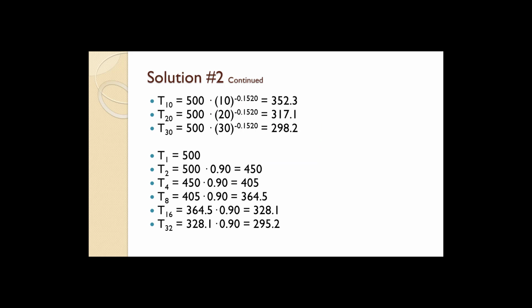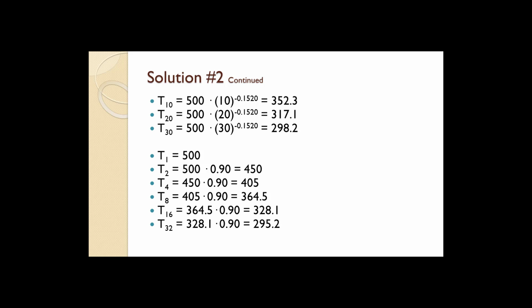Now that we have B, we can calculate the time for the 10th unit as the time for the first unit, or 500 times 10 raised to the negative 0.1520 power. That works out to 352.3. The time for the 20th unit is 500 times 20 raised to the negative 0.1520 power. That works out to 317.1. Finally, the time for the 30th unit is 500 times 30 raised to the negative 0.1520 power. That works out to 298.2.